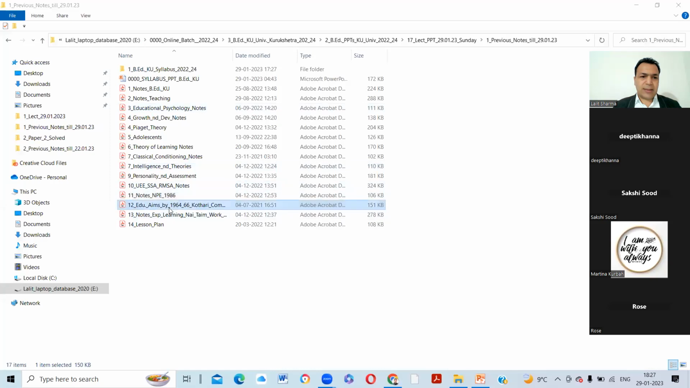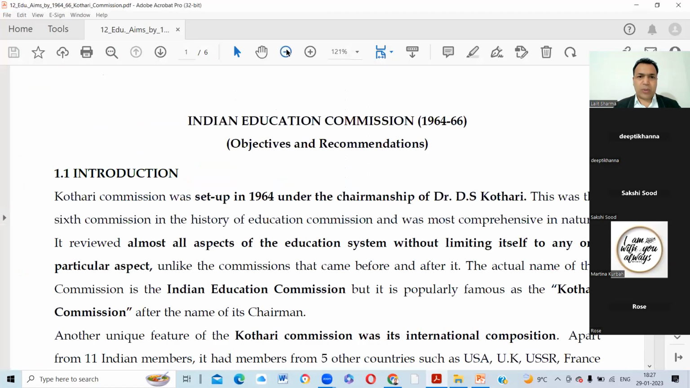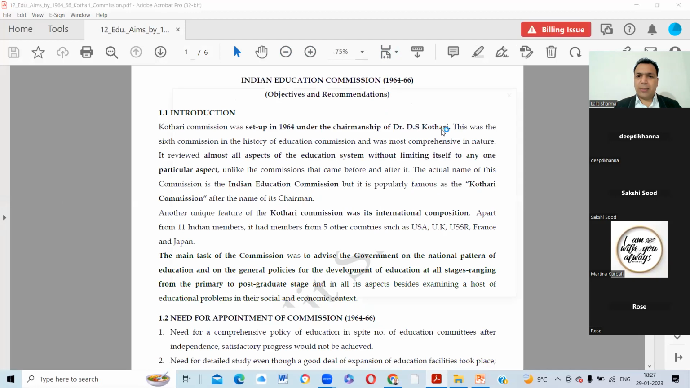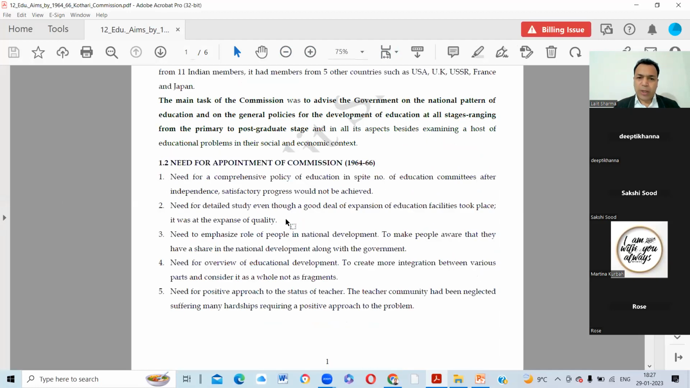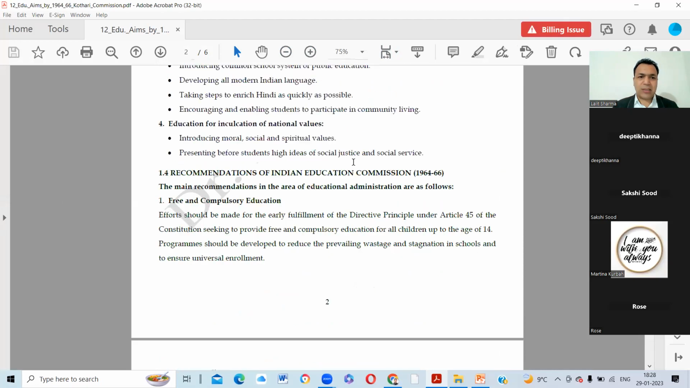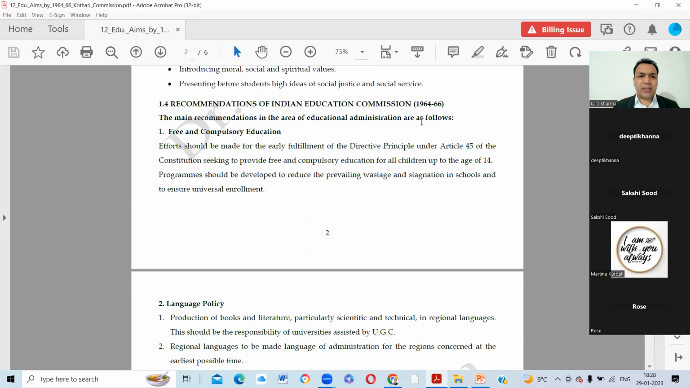So next is Kothari Commission. We have already discussed the Kothari Commission. You know about it. It was set up in 1964 under the chairmanship of Dr. D.S. Kothari. Guys, you can see what was the need for the appointment of the commission, and what were the goals and objectives of the commission, and the recommendations of the Indian education commission.